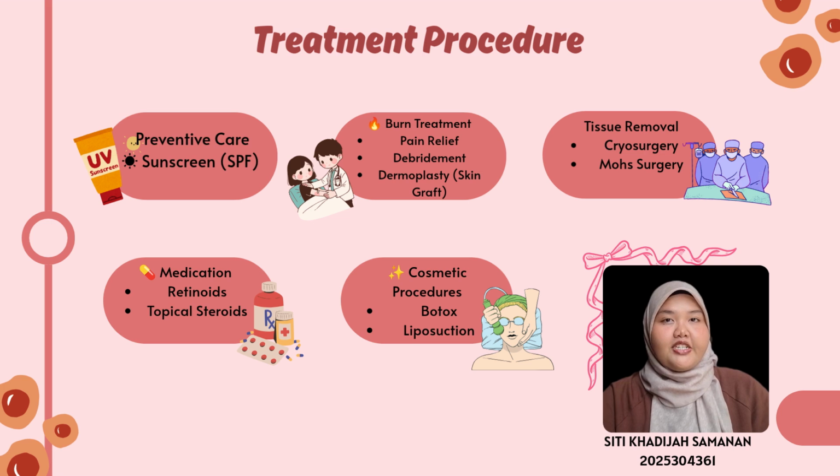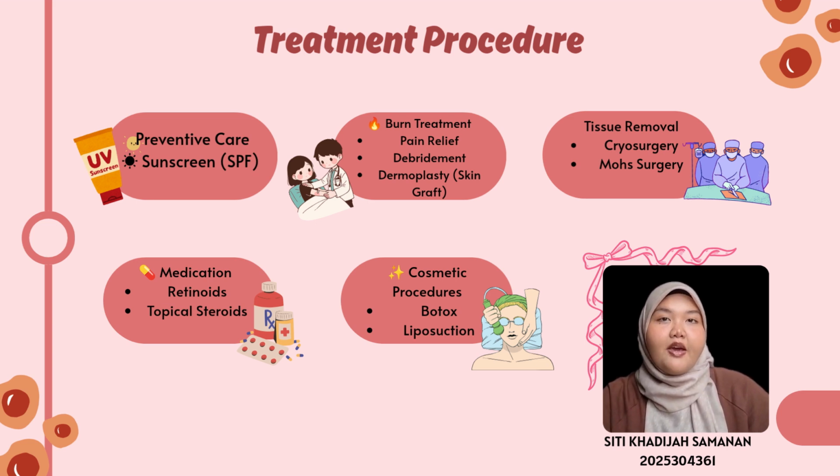For patients with burns, treatment may include pain relief, debridement, which removes dead or damaged tissues, and dermatoplasty, known as a skin graft, to repair severely damaged skin. Some abnormal skin tissues are also removed using procedures such as cryosurgery, which destroys the abnormal tissues using extreme cold, and Mohs surgery, where skin cancer is removed layer by layer until all cancer cells are gone.